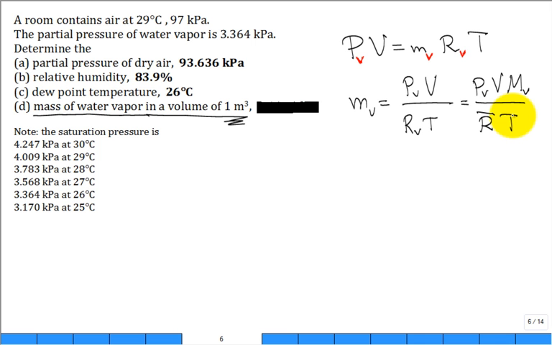Yes? Is that temperature just the temperature of the room, or is it like a dew point? No, that's the dry bulb temperature, because the gas is at that temperature. Yeah, you need it in Kelvin.